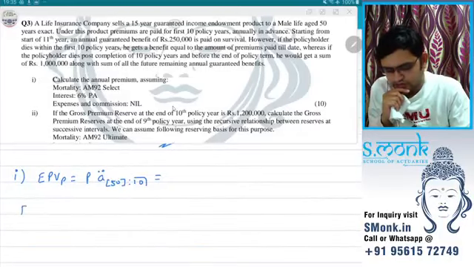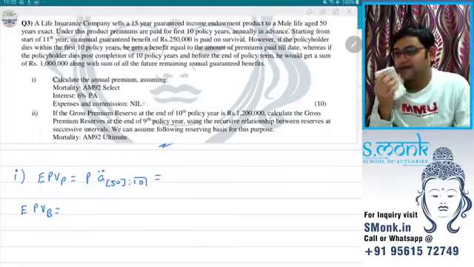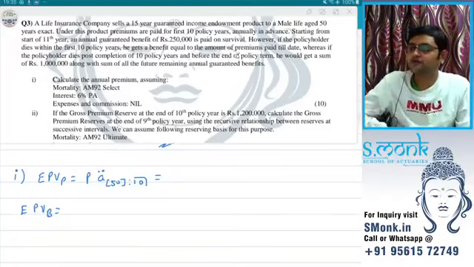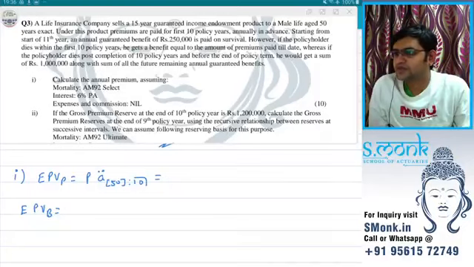And let's talk about the benefit. So the first 10 years is very straightforward. If the policyholder dies within the first 10 years, he gets a benefit equal to the amount of premium paid till date.